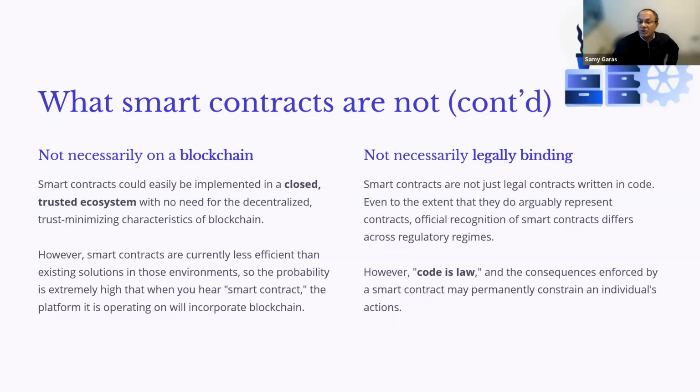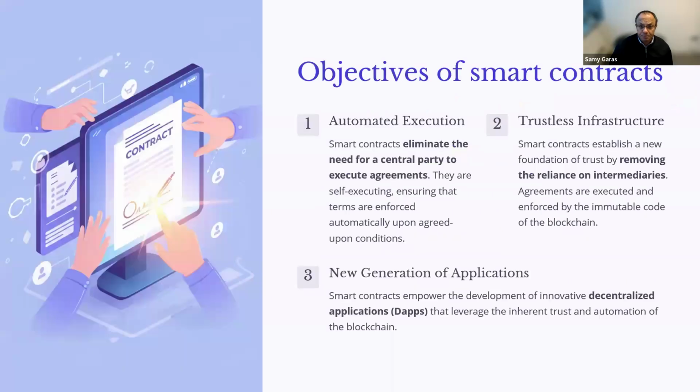A smart contract is not just a legal contract written in code, even to the extent that they arguably don't represent a contract. Official recognition of a smart contract differs because it's a contract on a platform. So we don't have paper, but we have code that we can review, and we consider this code as the law that controls the smart contract. So there are some concerns about it, but it doesn't mean that the smart contract is not well accepted in our daily life. It is.